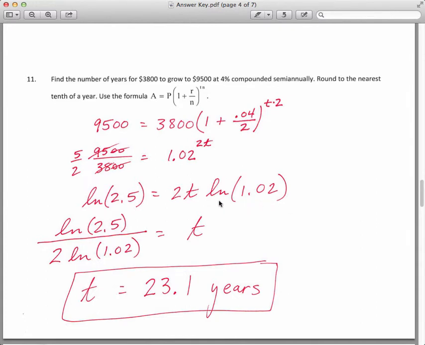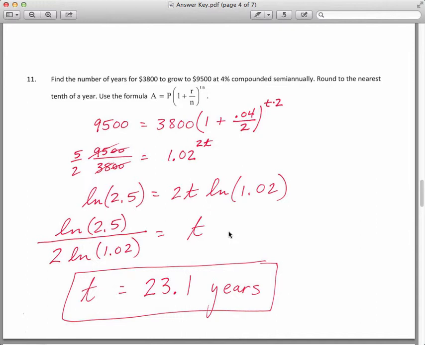So if I want to solve for t, which is what we're attempting to do, we need to divide by the 2 natural log 1.02, so that t is the only thing left behind on the right-hand side of this equation. So t is equal to the natural log of 2.5 divided by 2 natural log 1.02.